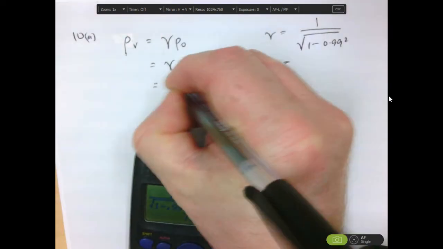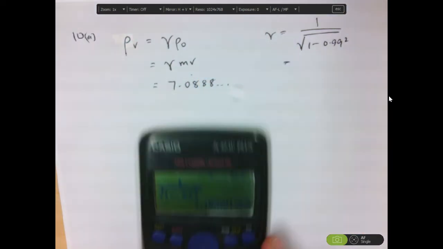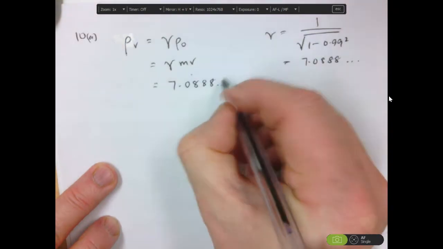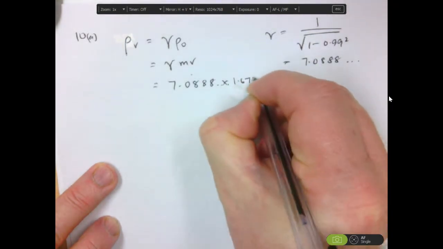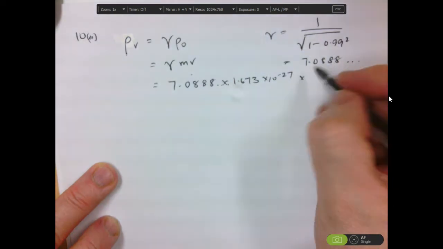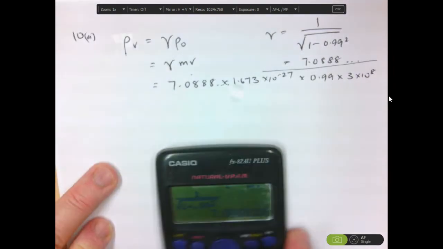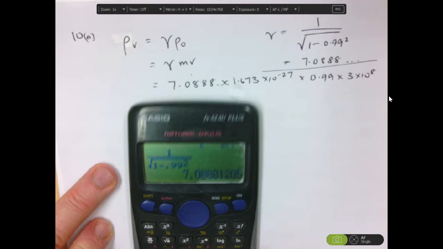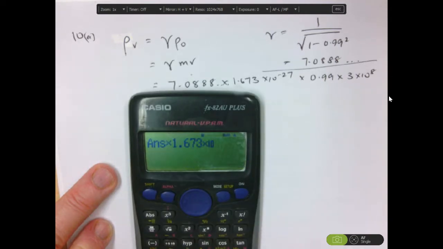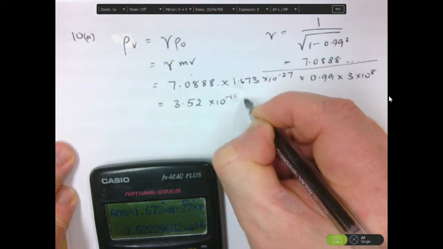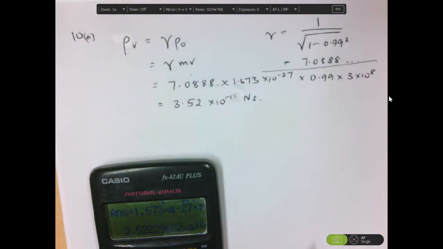And it's 7.0888. Okay, once again, I'll keep that on my screen. So that's the gamma. Multiply by the mass of the proton at rest, which is 1.673 by 10 to the minus 27. Multiply by the velocity, 0.99 times 3 by 10 to the 8th. Okay, so let's do that multiplication. There's the gamma factor multiplied by 1.673 exponent negative 27, multiplied by the velocity, which is 0.99 of light, and we get its momentum as 3.52 by 10 to the minus 18 newton seconds. Okay, so that's 10A.